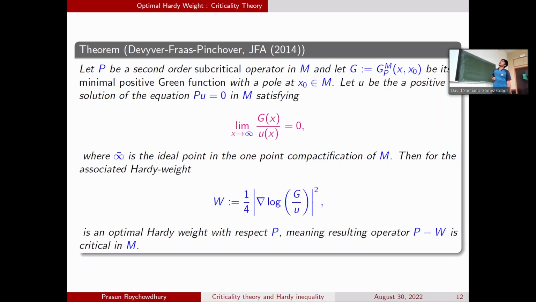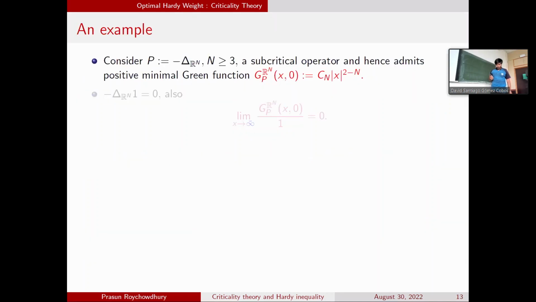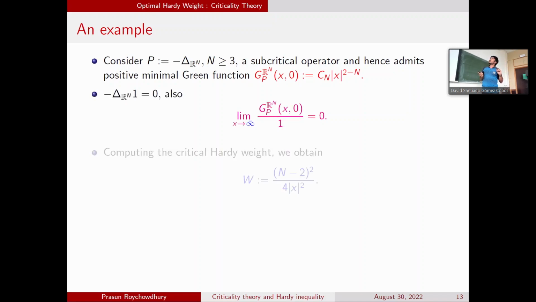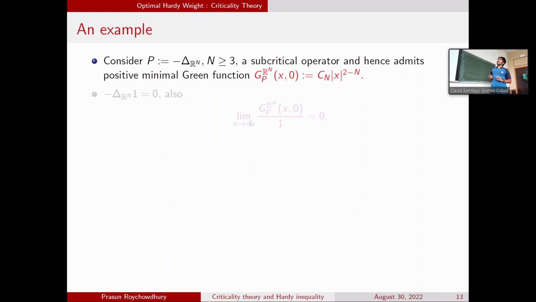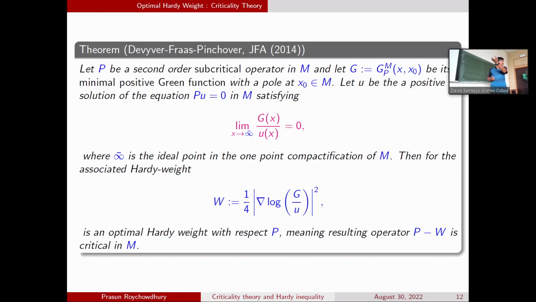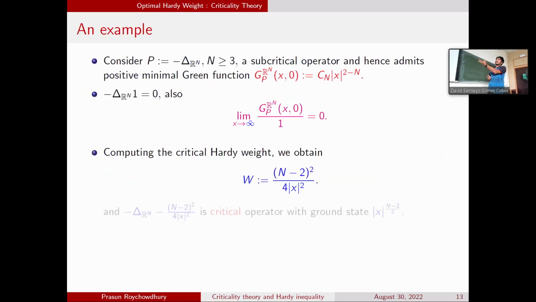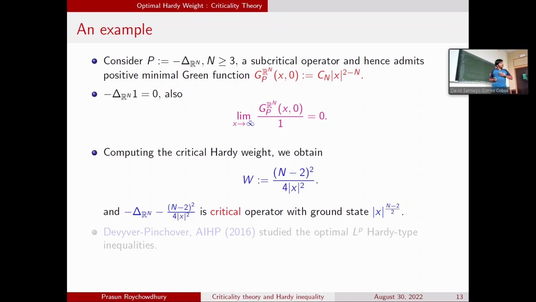Okay, now let me give some example. Consider the Laplacian operator, dimension 3 onwards. We know that with some constant, this will be the Green's function, and we can check the other conditions also. Then if we substitute everything in this recipe, we can immediately see this will be the weight, this will be the W, the optimal weight. And what is this? This is nothing but the known Hardy weight. That means this operator is a critical operator, and this will be the Agmon ground state corresponding to this critical operator.